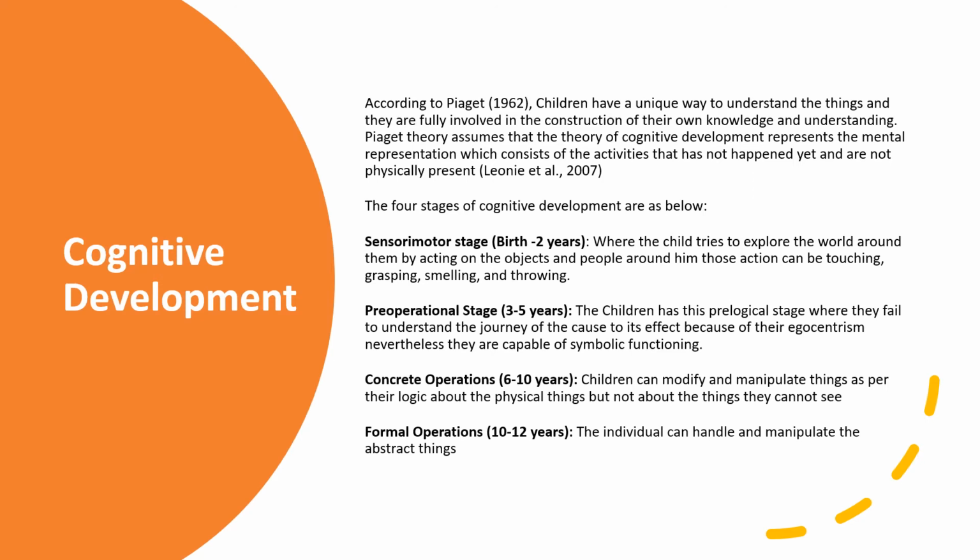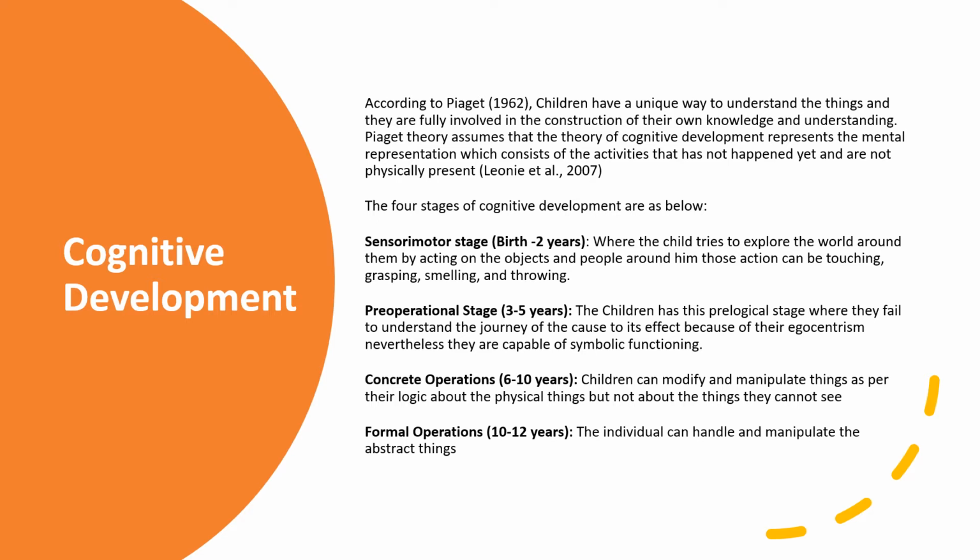Second domain is cognitive development. As per Piaget's theory, cognitive development represents the mental understanding and knowledge which is based on the activities that are not physically present and have not happened yet. Piaget has divided this development into four stages. One is the sensorimotor stage, from birth to 2 years. In this stage, the child tries to explore the world by touching, smelling, and throwing.